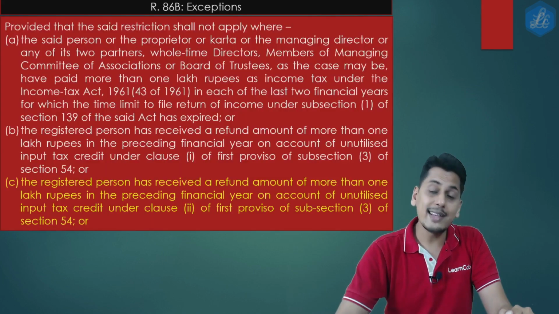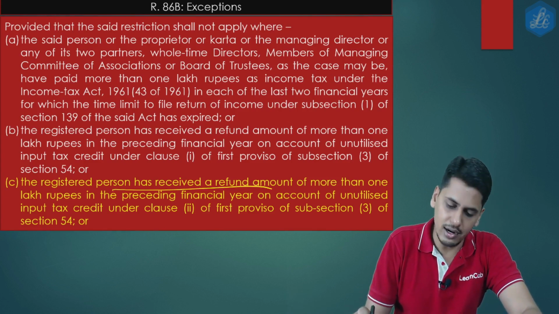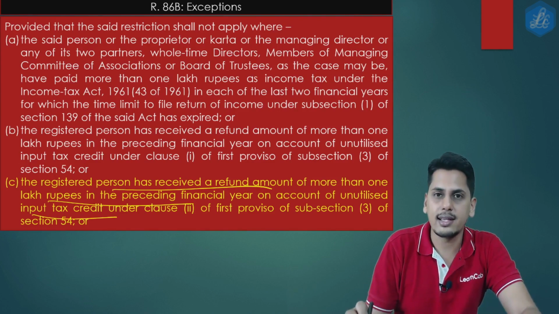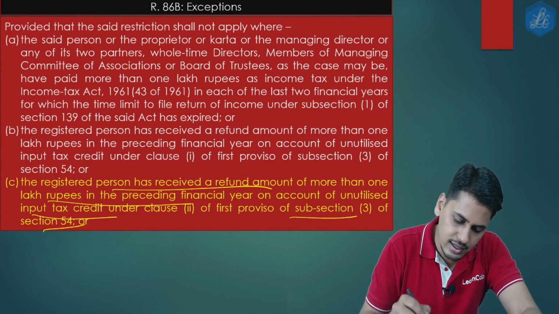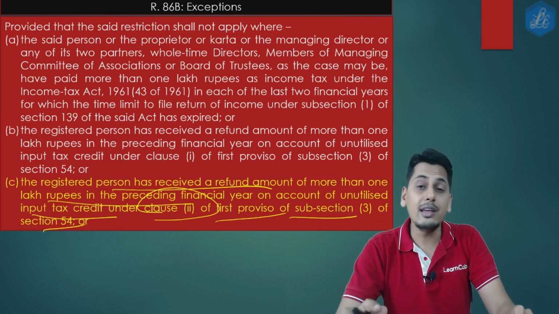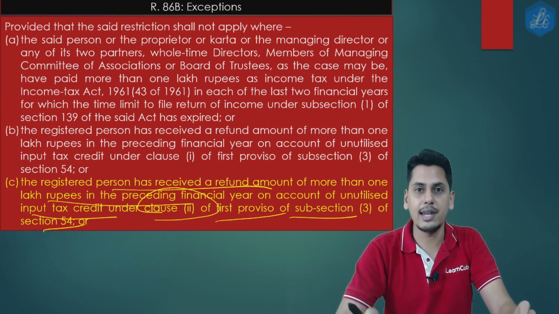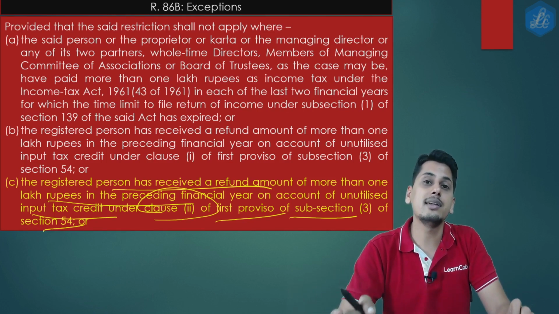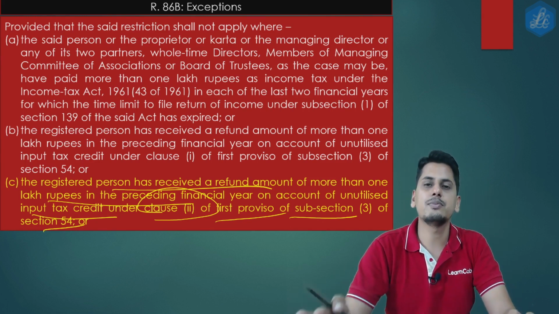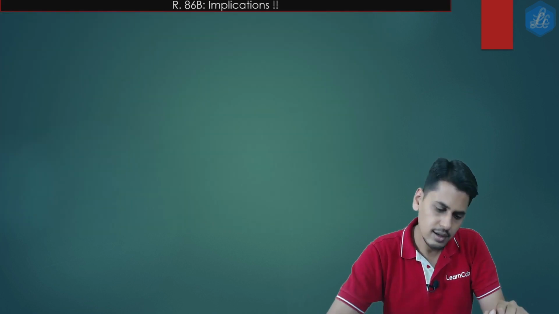So friends, here you had a specific relaxation in rule 86B which stated that if the registered person has received a refund amount of more than 1 lakh rupees in the preceding financial year on account of unutilized input tax credit under section 54 subsection 3 first proviso clause 2. What is clause 2 for? Clause 2 is for refund of accumulated input tax credit in case of an inverted duty structure. So if in the preceding financial year, due to inverted duty structure, you would have received a refund of more than 1 lakh rupees, then in the current financial year, 86B is not applicable. So friends, are we clear with these two relaxations? The answer is yes. Let's take another case, friends.